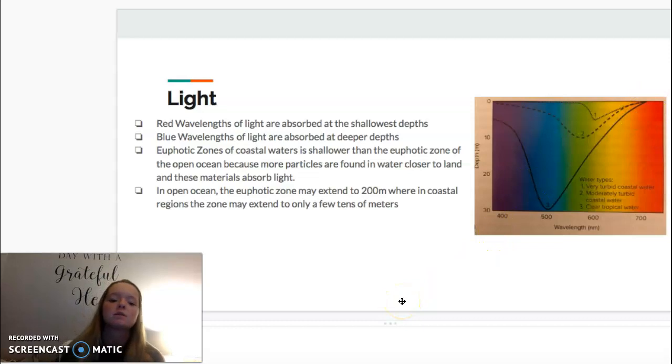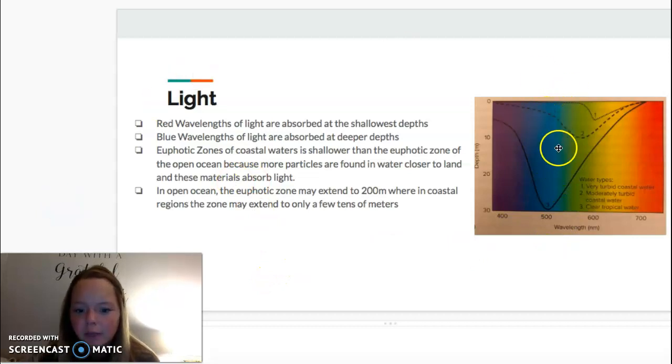The euphotic zone of coastal waters is shallower than the euphotic zone of the open ocean because more particles are found in water closer to land, and these materials absorb light. In open oceans, the euphotic zone may extend to 200 meters, whereas in coastal regions the zone may only extend to a few tens of meters or even less than that.